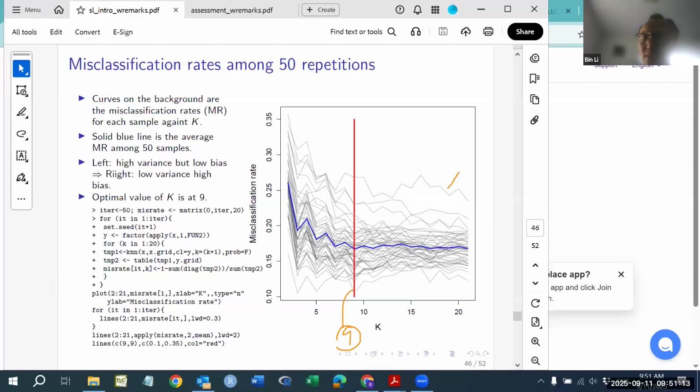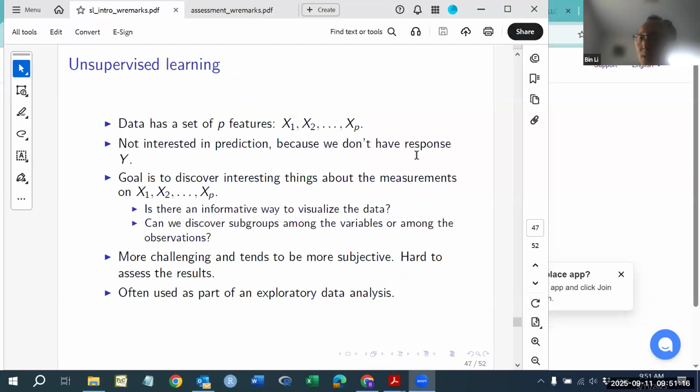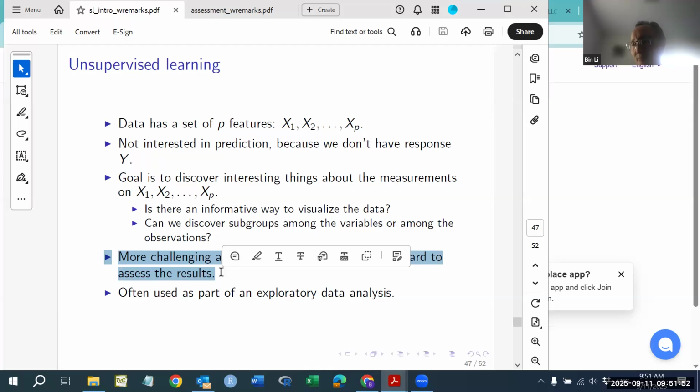Okay, so this is the supervised learning part. Now we talk about unsupervised learning. So what is unsupervised learning? As I said last time, unsupervised learning is like supervised learning, but the difference is that it does not have a response variable. It only has X. So we don't have a gold standard to evaluate how good the model is. That's why it's more challenging and more subjective for unsupervised learning.